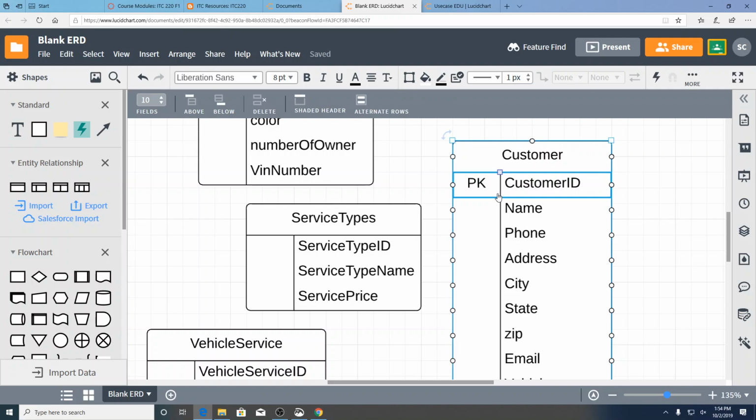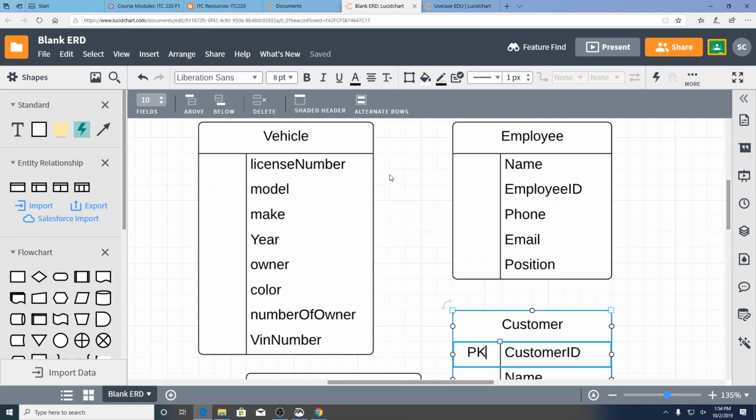Does anybody remember what a primary key is, or what its attributes are? It's unique. It has to be unique in the table. That means no two customers can have the same primary key, right? So it has to be unique throughout the table. Typically something like this is just a number, because it's easy to keep numbers unique, but it doesn't have to be.